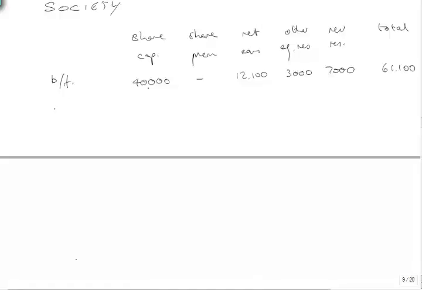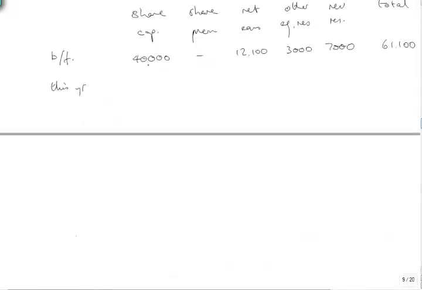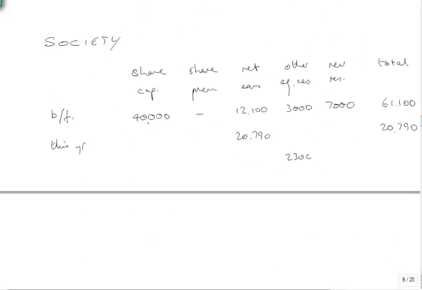And then we've got this year's profits. Now this is at the bottom of the income statement, but it's excluding the comprehensive income. So this year's profits are 20,790. But we've also had these comprehensive income changes. 2,300 goes into other equity, and 800 goes into the revaluation reserve. So 2,300 negative, 800 positive, 1,500 negative total, and that's revaluations and fall in value.